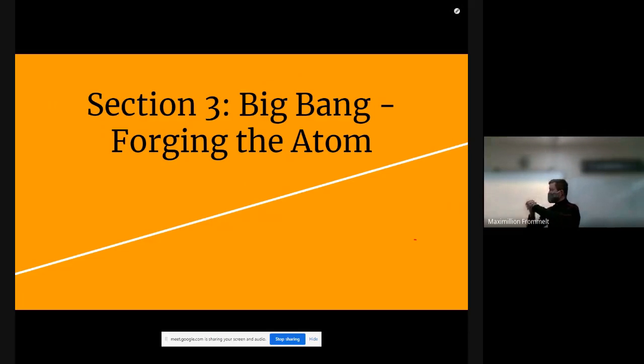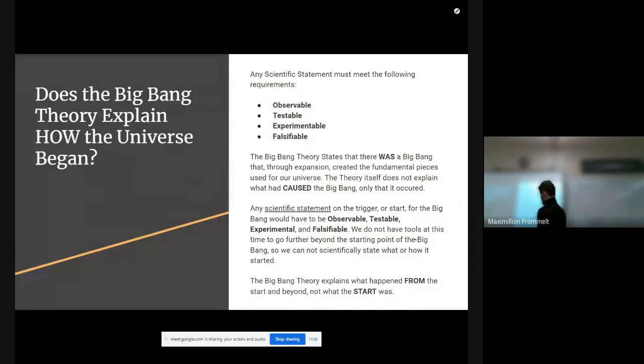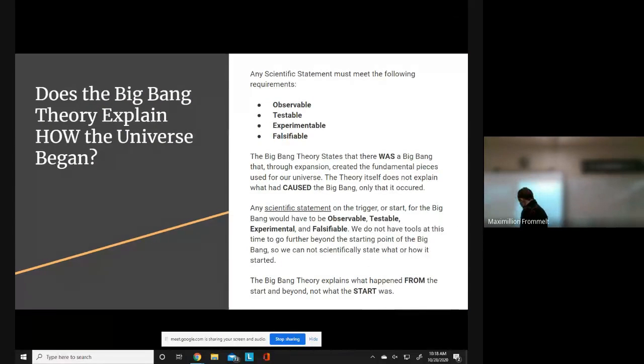This moves on into section 3, talking about the Big Bang and forging the atom. There were a fair amount of students who sent me questions and curiosities and points of information, as they were a little bit confused about the definition of the Big Bang. And so I wanted to iron it out. Does the Big Bang Theory explain how the universe began? Some students, either in class or afterwards, were thinking about this and thought that the Big Bang Theory stated how the universe started.